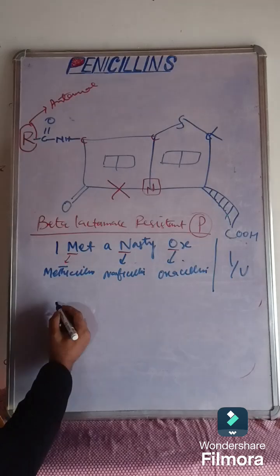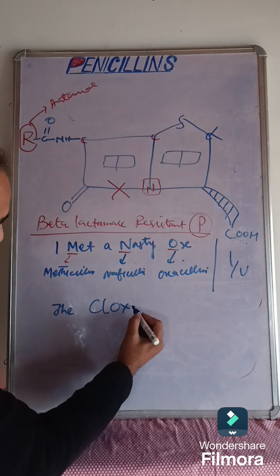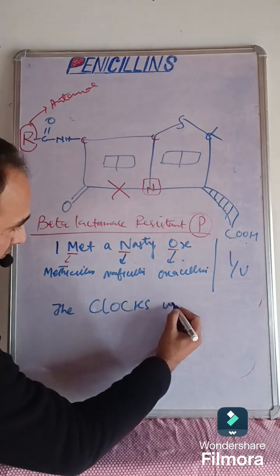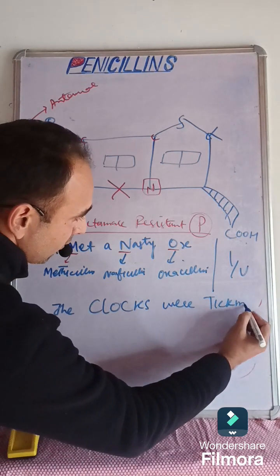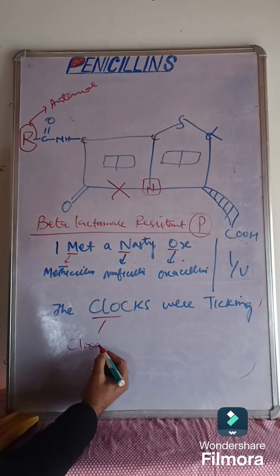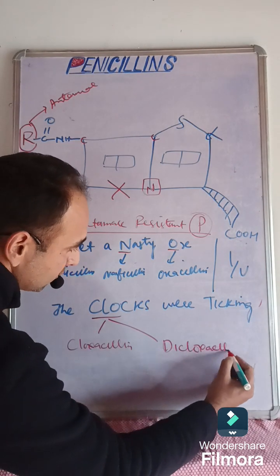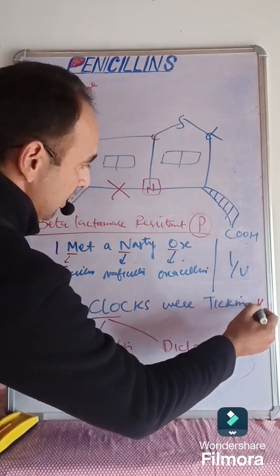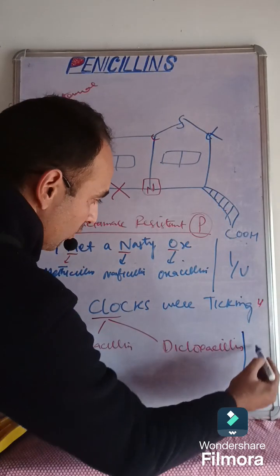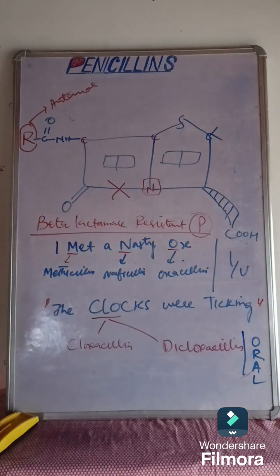I met a nasty ox, and the clocks were ticking. This is the second mnemonic. The clocks were ticking. Clocks means cloxacillin, dicloxacillin. The second mnemonic is just a way to remember the individual members. So cloxacillin, dicloxacillin, these are oral forms of penicillinase resistant penicillins.